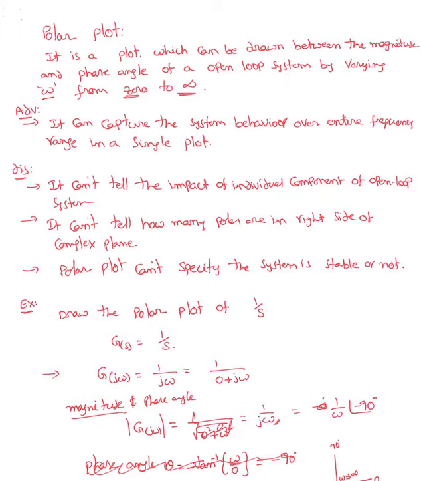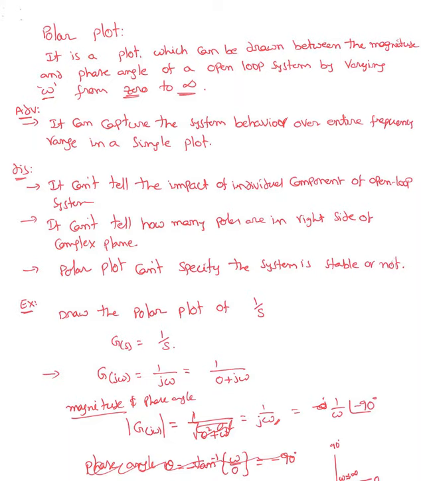In this video, we're going to talk about polar plot. Polar plot is a plot drawn between the magnitude and phase angle for an open loop system by changing the omega value from 0 to infinity. Similar to the Bode plot, what we learned from the previous module.